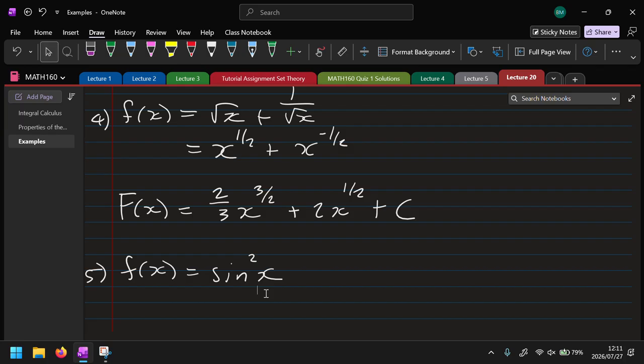What does that mean? 1 minus cos squared. Again, we're kind of stuck with the cos squared.